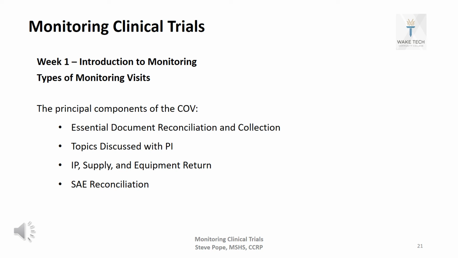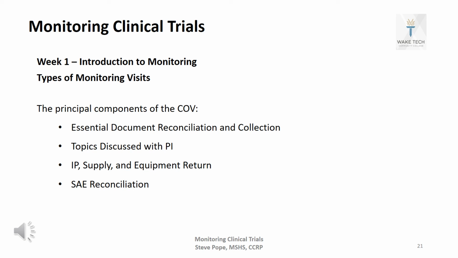Some of the things that we're going to do: we're going to do our final essential document reconciliation and collection. Hopefully by that point there won't be very many documents that need to be collected, but there will be some that are collected during the closeout visit, such as temperature logs for where IP is stored, the closeout report that they're going to send to the IRB that's going to close them out. The final delegation log is going to be collected. The site visit log will be collected. And then if they haven't been collected already, the IP accountability logs will be collected at that point.